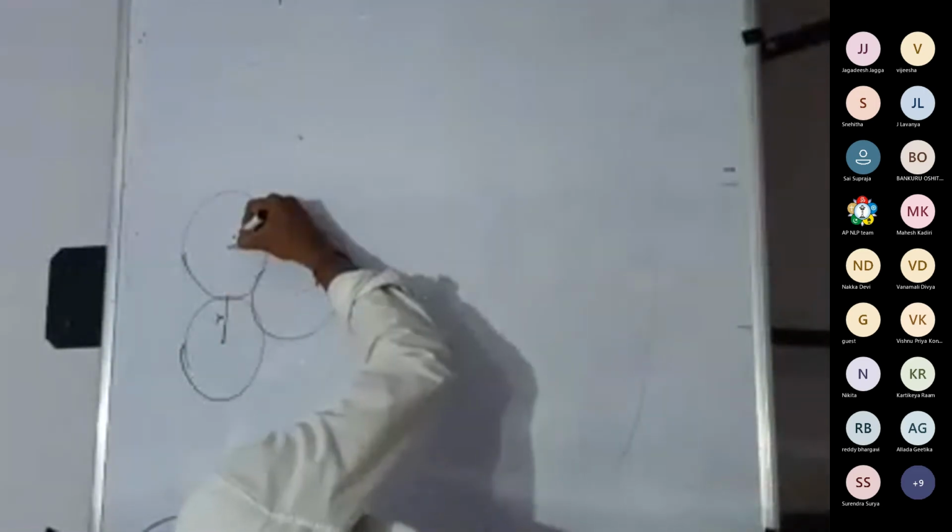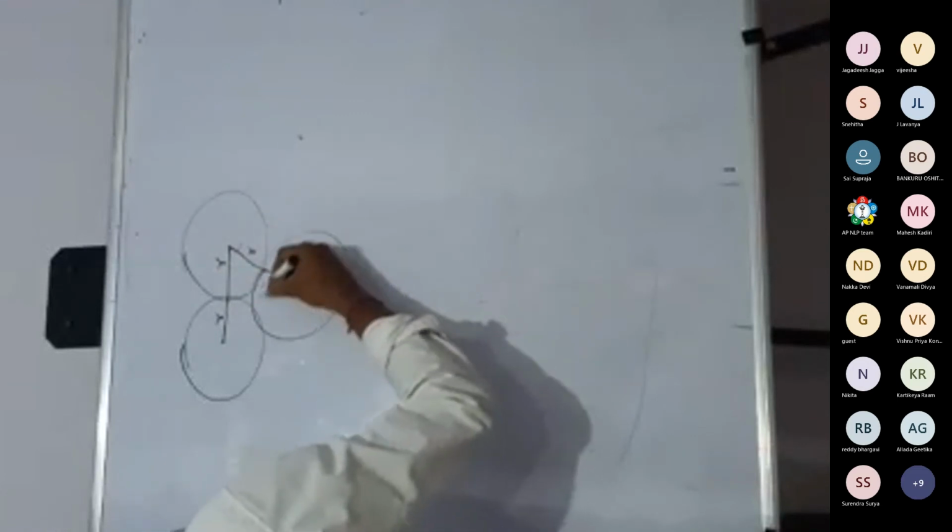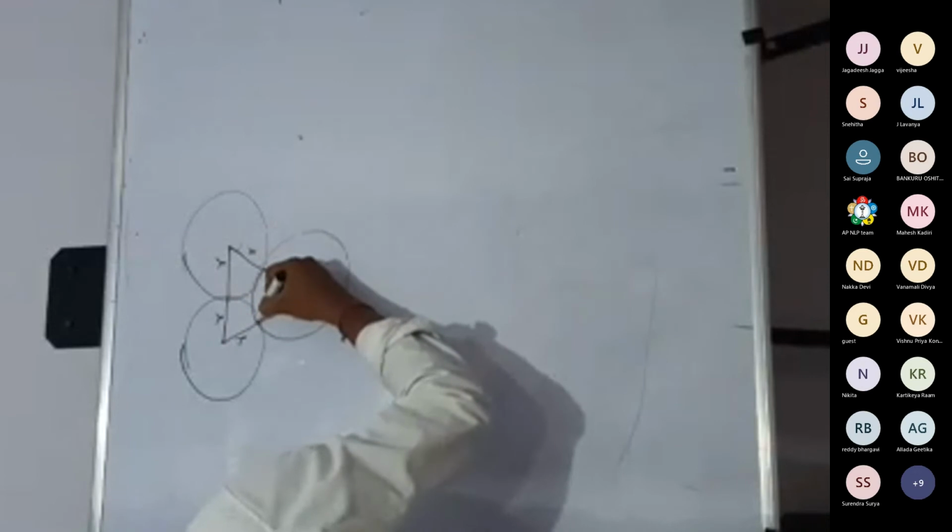Next, if three circles touch each other, what is the concept? I am telling all the concepts in a detailed manner. Three circles touch each other. As I already told you, the distance from the center of the circle to a point on the circle is called the radius. It forms a triangle here.